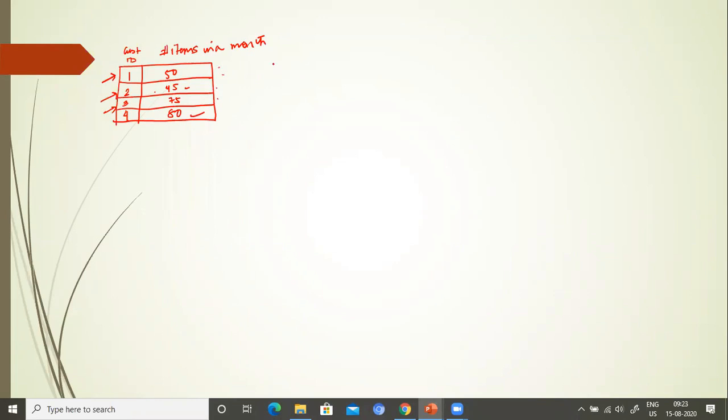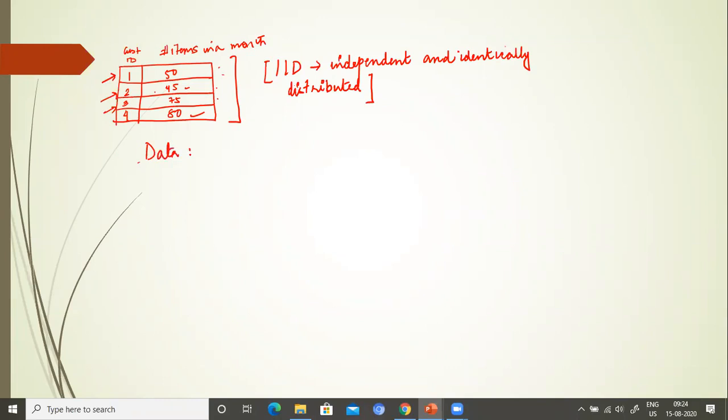So there's a term called IID. It means independent and identically distributed. Okay, so we assume that in case of machine learning supervised models, data sets are IID. In case of supervised ML.